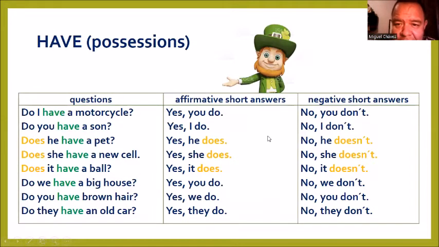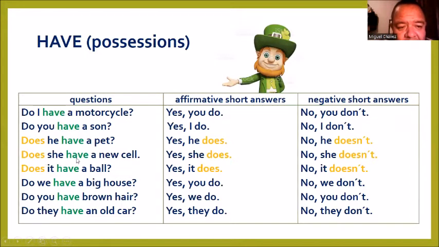Another aspect that we can see in these examples is that for this kind of questions, we have an affirmative or negative short answer. Let's review them. Do I have a motorcycle? Yes, you do. No, you don't. Do you have a son? Yes, I do. No, I don't. Does he have a pet? Yes, he does. No, he doesn't.